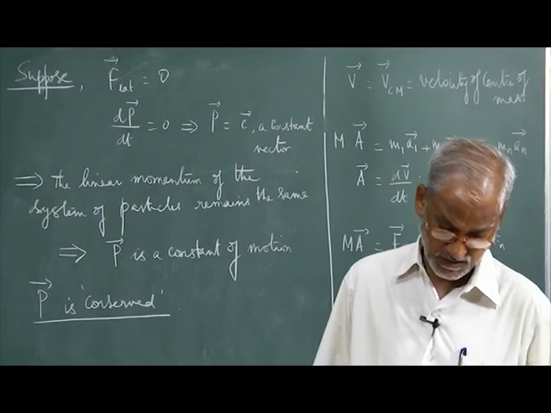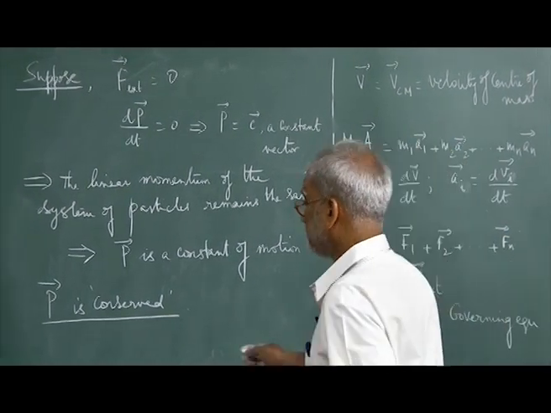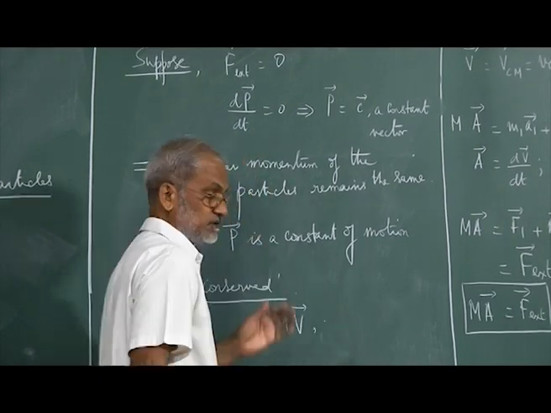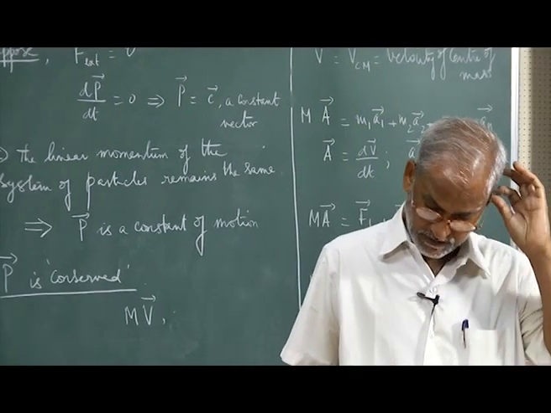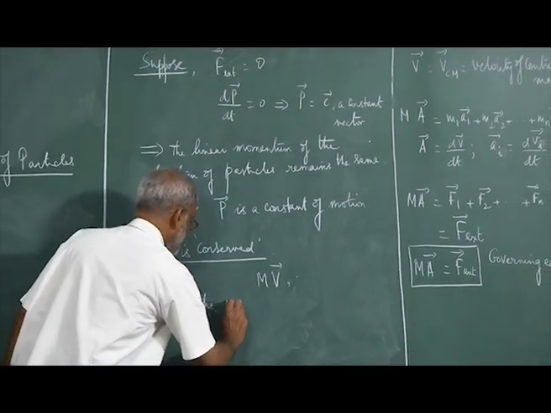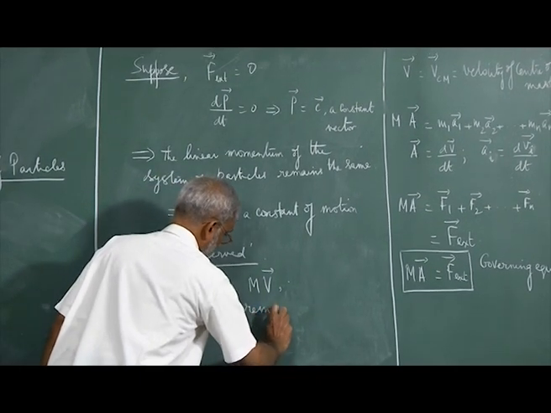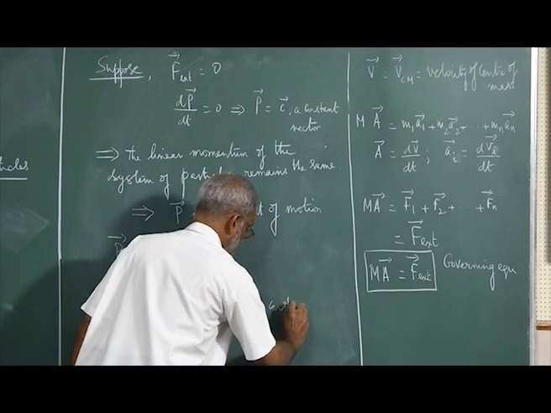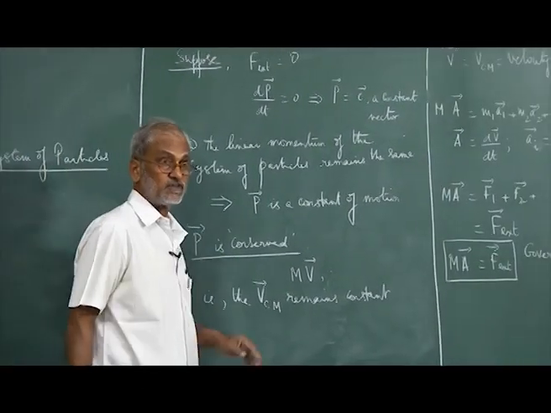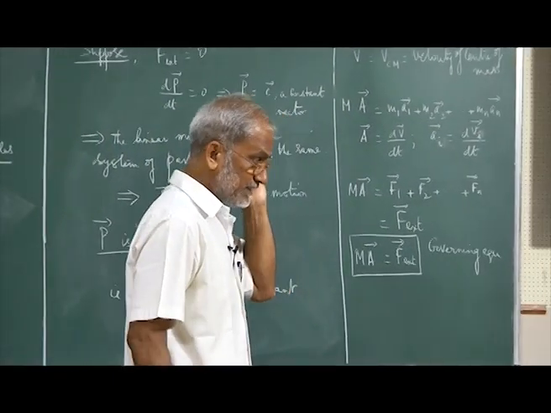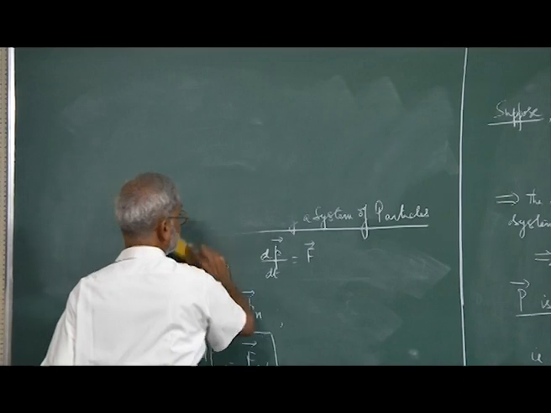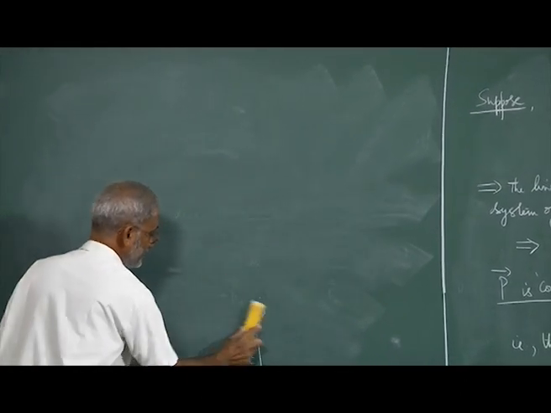Okay. Now P is the same as mass times V, therefore the velocity of the center of mass remains constant. That means it is not going to change its direction because it is a vector quantity. This is true only if there are no external forces acting on the system. And we will consider an illustration of this particular one. You can treat this as an illustration or a simple problem, whichever way.